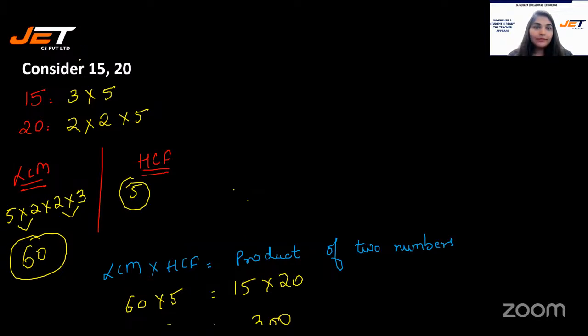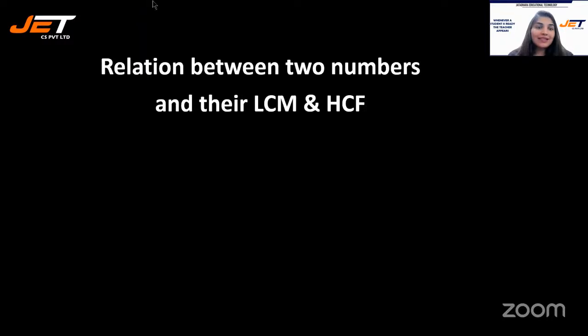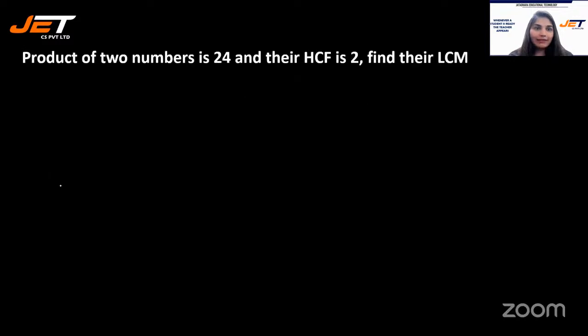Now, children, we will work separately on the relationship between two numbers and their LCM and HCF. LCM times HCF is equal to the product of two numbers. We understood that. Now a question: the product of two numbers is 24, their HCF is 2. Find the LCM. So the question can come in this form also.